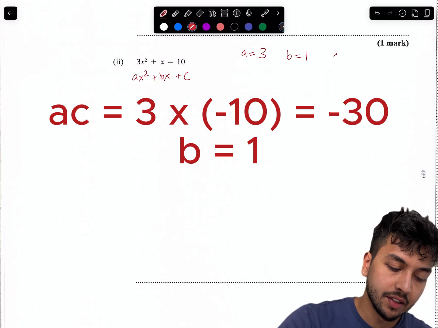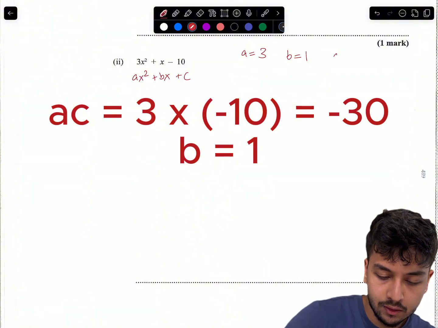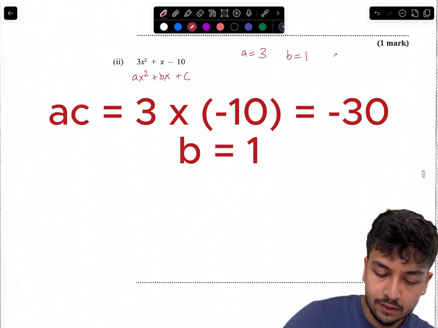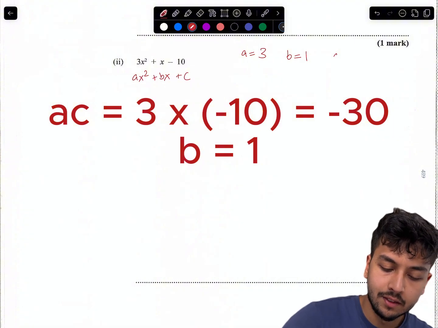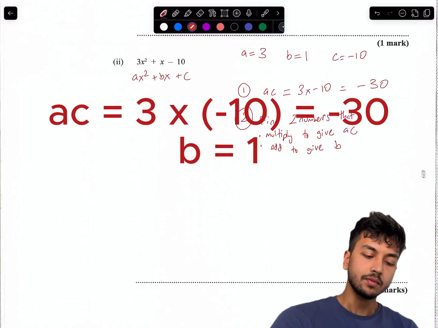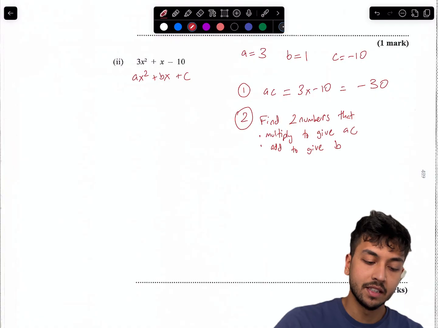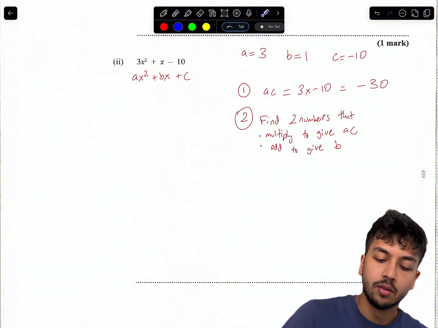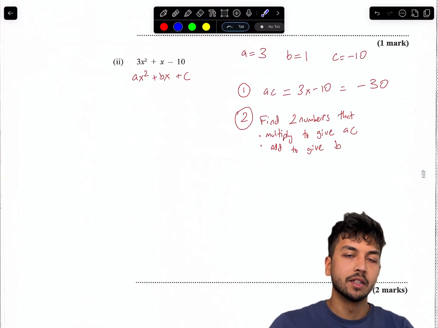So we want to find two numbers that multiply to give ac and add to give b. b is 1. We could think about some possibilities. What are the numbers that we could multiply to get minus 30? We could do minus 30 times 1, or 1 times minus 30. Neither of those, if you add them, will give us b.